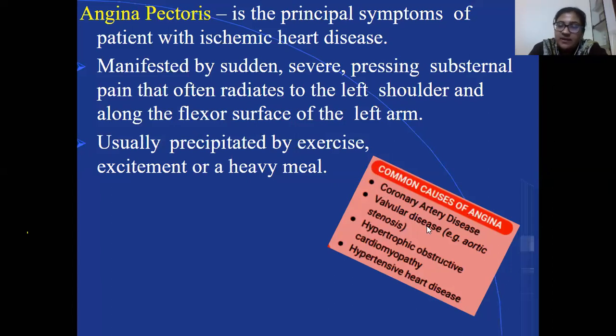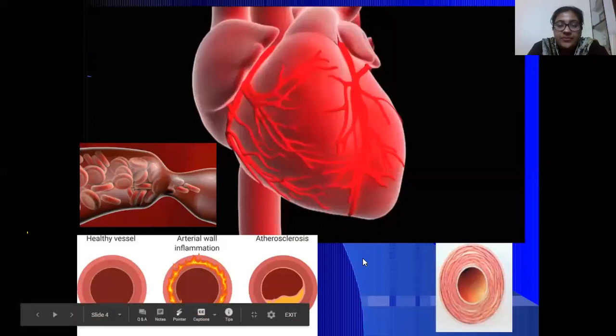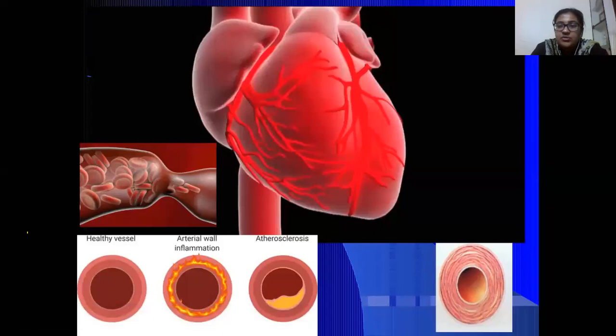The other one is valvular diseases, aortic stenosis. Aortic stenosis is when the flaps just don't open that much, so it can happen because of that. Then hypertrophic obstructive cardiomyopathy. This is when the muscles get abnormally enlarged. Then there is hypertensive heart disease. We have already studied that in detail in class, so I'm not going to talk in much more depth about it.